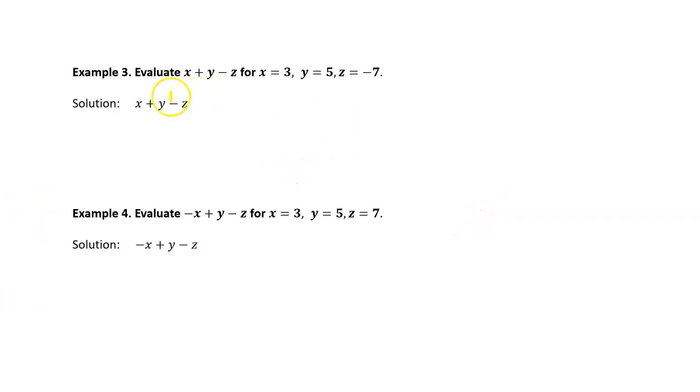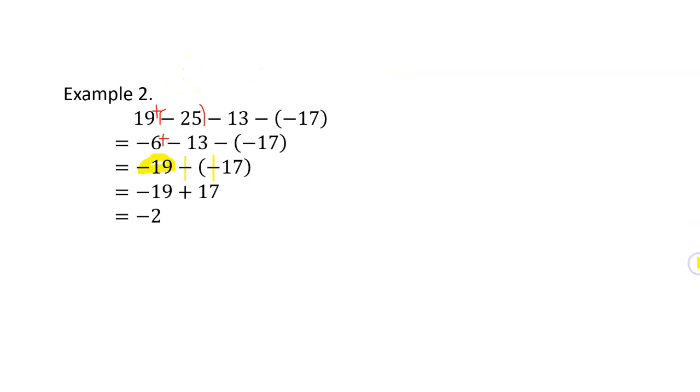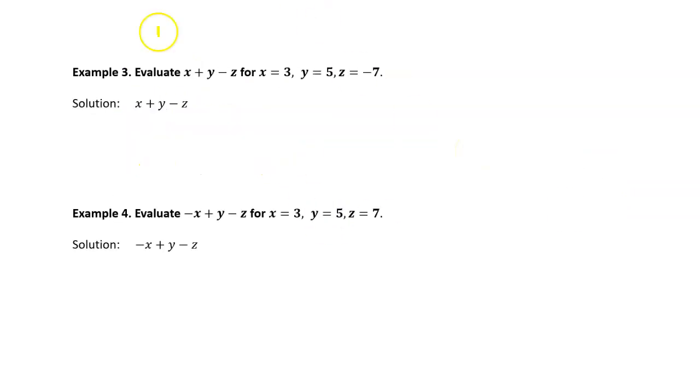Now we're going to look at how we evaluate algebraic expressions. So in previous examples, we did not have any variables. We are only given specific numbers. If we have an algebraic expression with, for example, x, y, z's, how do we evaluate these? So usually they will have to tell you what each of the variables are. So for example, x is 3. And here in the example 3, x is 3, y is 5, and z is -7.